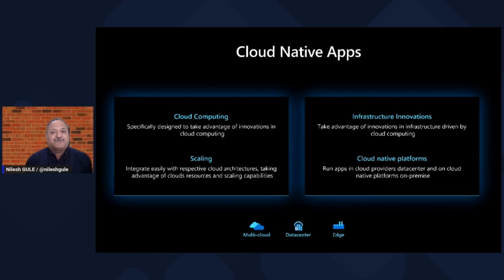Along with the cloud adoption, what we are seeing is there is also a shift in the way we build applications, and we are seeing more and more adoption of cloud native applications. There is a general misconception when it comes to cloud native applications that these are the ones which need to be deployed on public cloud. That's not true. I would say those applications which can take advantage of things like cloud computing innovations, infrastructure innovations, auto scaling, and can be built on cloud native platforms like OpenShift or even Pivotal Cloud Foundry, are the kind of applications which we can treat as cloud native.